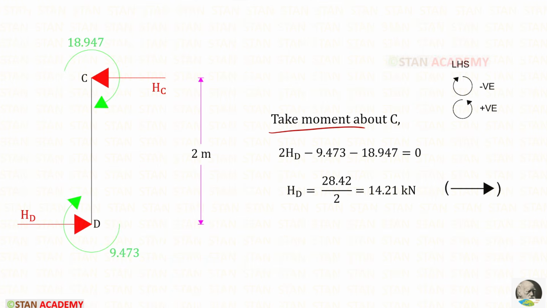By taking moment about C, let us find HD. Here we need to follow the left hand side rule. HD is acting in the anti-clockwise direction, so positive, and the distance is 2. So 2 HD. Both of the moments are acting in the clockwise direction, so both of them are negative. For HD, we will get 14.21 kilonewton.